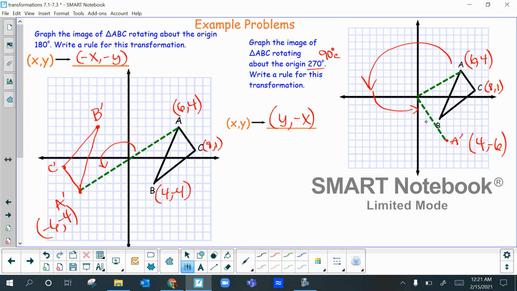1, 2, 3, 4, 5, 6, 7, 8. So that's going to be C prime. And then B is at 4, -4. So then now it's going to be -4, -4. 1, 2, 3, 4. 1, 2, 3, 4. And that's B prime. So here is the new triangle, the image of this one rotating 270 degrees counterclockwise.